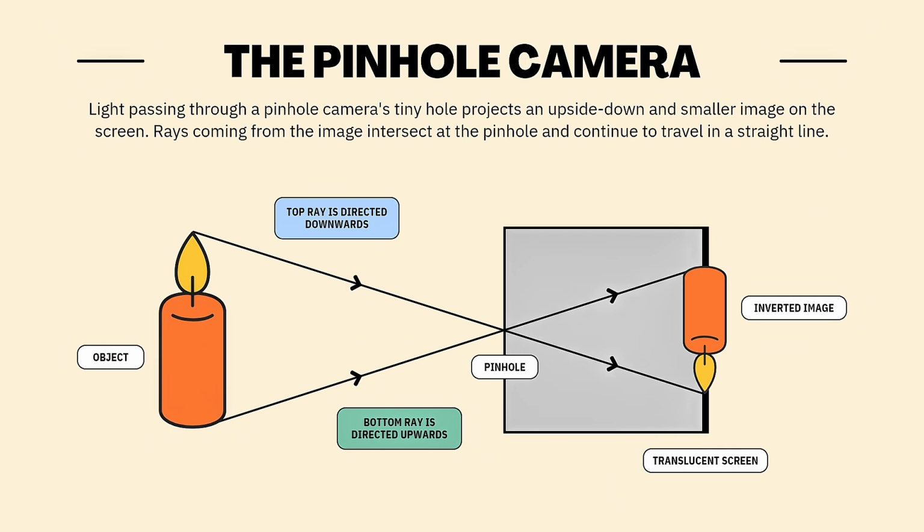Why does this happen? The rays from the top part of the object travel downward after passing through the pinhole, while the rays from the bottom part travel upward. Since the rays cross each other at the pinhole, the image appears inverted on the screen.